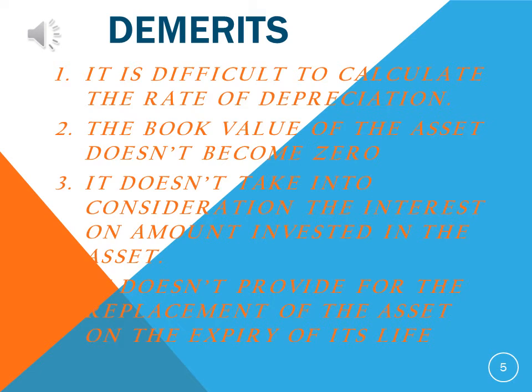Children, if we see the demerits of reducing balance method, the first and foremost is that it is very difficult to calculate, because every year's book value we have to take. So it is a little trickier than straight line method. And also the asset's value doesn't become zero. Scrap value will be the minimum value, but we cannot say that it's going to be zero. And also no amount of interest is shown.